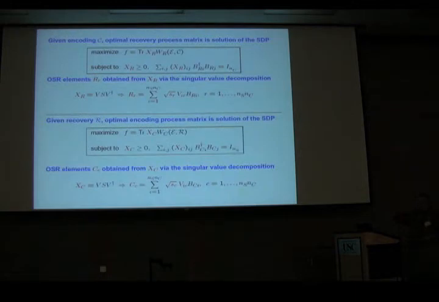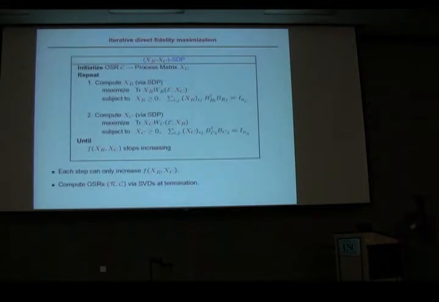Reversing it, fix the recovery, and you can solve through the semi-definite program for the encoding matrix. So the algorithm would look like this if you wanted to iterate. You start with an encoding. You could start with a recovery, turn it into a process matrix, solve the SDP for the recovery process matrix, stick that into the SDP for the encoding, and just keep iterating. You're guaranteed in each step never to decrease the fidelity, and you can increase it. You stop when the fidelity stops increasing. So you found a local solution.